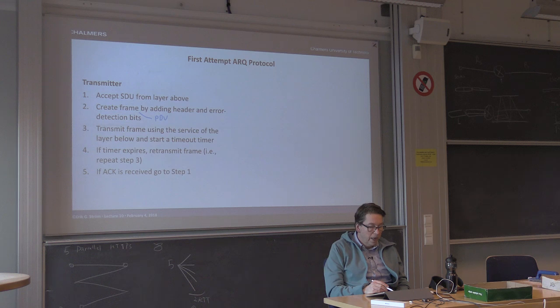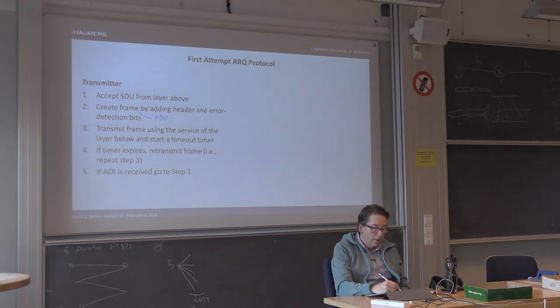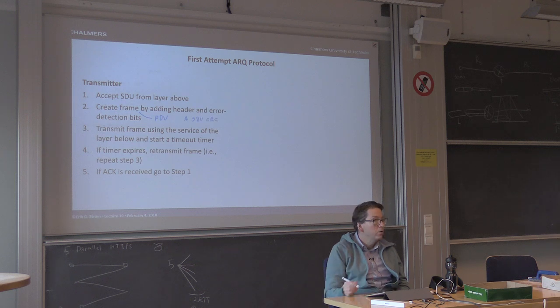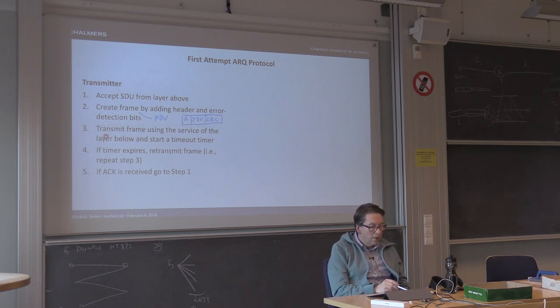Okay, and I create this frame by taking the service data unit here, of course, and then I embed that between a header and some error detection bits. So the protocol data unit would be a header, the service data unit, and then say some CRC bits or something like that. So this will be the protocol data unit that we transmit. Then this frame is transmitted, and I do that by using the service which is below me. So maybe it's Ethernet below me or whatever, I don't know.